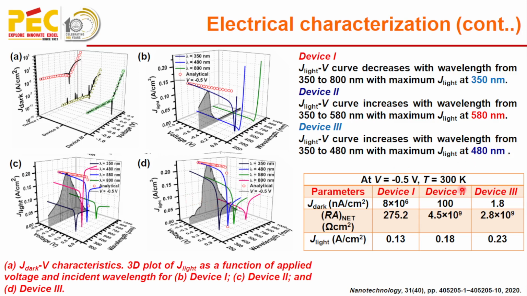And from the simulation parameters, it was found that device 3 shows a higher photocurrent density as compared to device 1 and device 2, due to the presence of the heterojunction, which gives a high electric field at the interface.